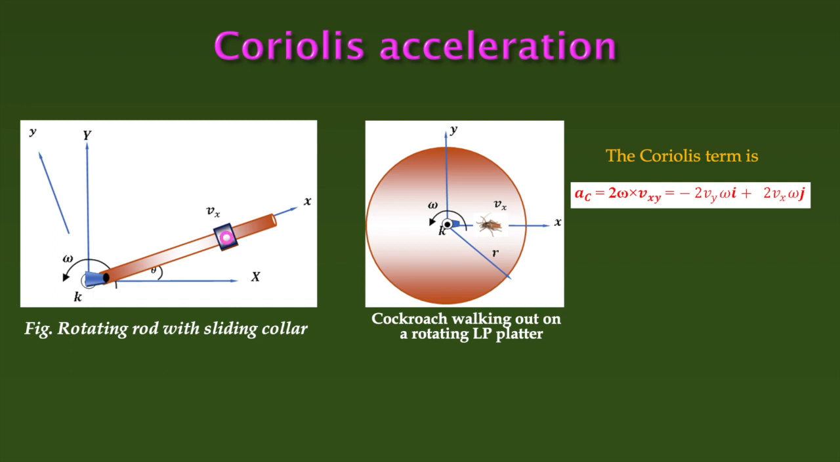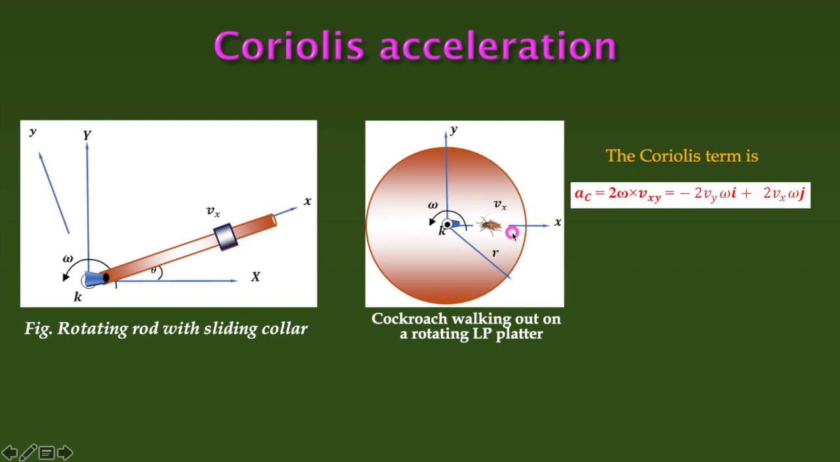That acceleration is the Coriolis component of acceleration. It also can be explained with the help of this example. Let's consider it is a rotating disc and a cockroach is moving with a constant velocity on the disc. Let's consider the cockroach is moving in x direction with a velocity Vx with respect to the moving origin, or with respect to the disc itself.